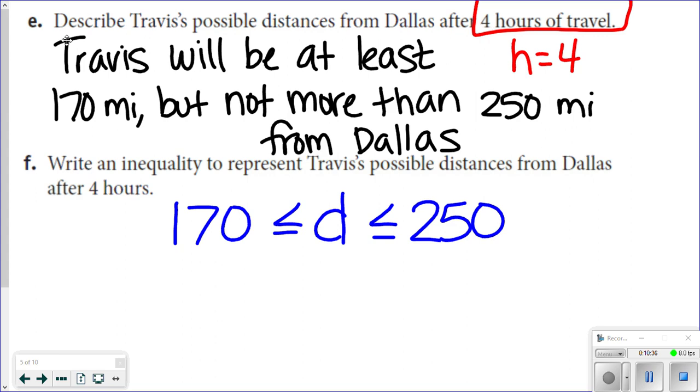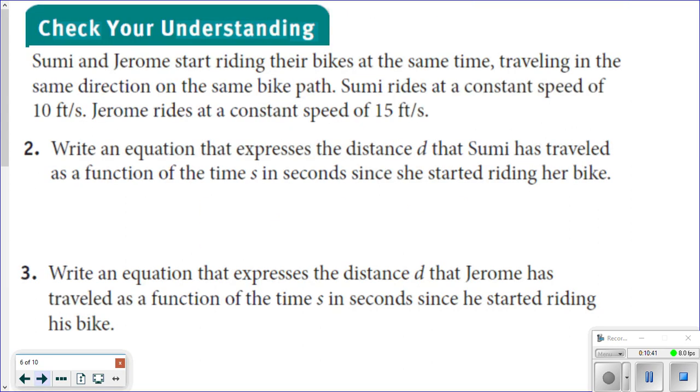And we are done talking about Travis driving from Pecos to Dallas. So in the check your understanding box, we have a new scenario, new story problem. Sumi and Jerome start riding their bikes at the same time, traveling in the same direction on the same bike path. Sumi rides at a constant speed of 10 feet per second. Jerome rides at a constant speed of 15 feet per second.